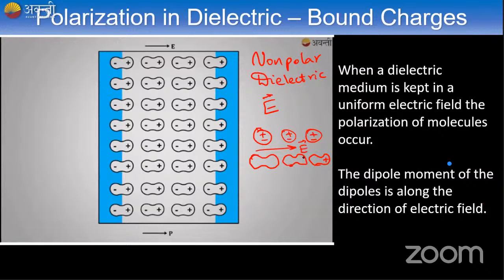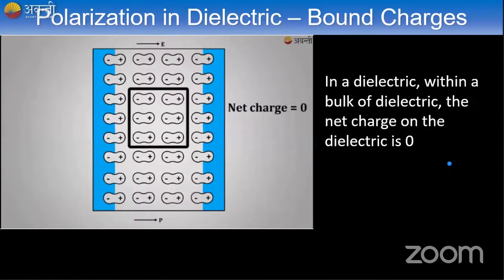So all the positive charges were repelled away and all the negative charges were attracted, and this atom was aligned in this direction. So when a dielectric medium is kept in a uniform electric field, polarization occurs. The dipole moment P is along the direction of the electric field E. Now, next we'll see what happens to the net charge.